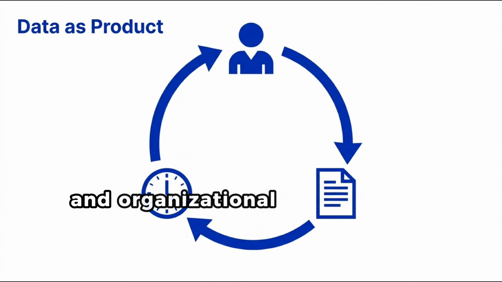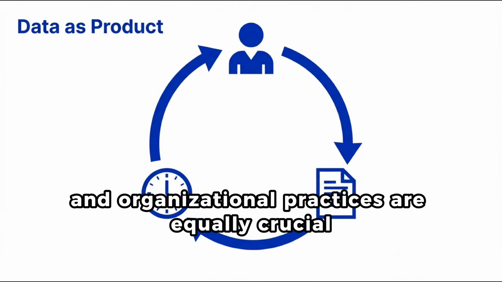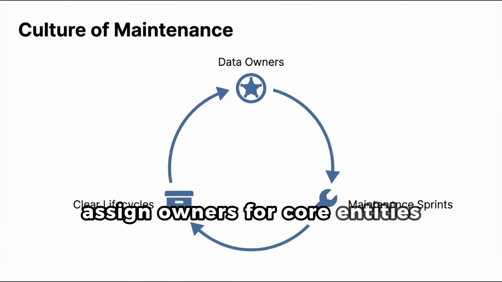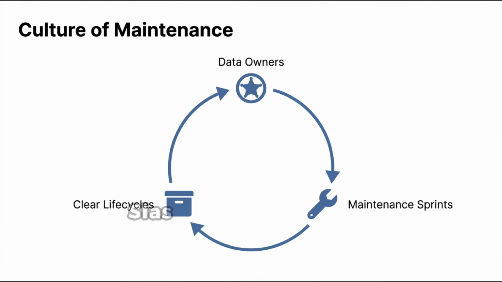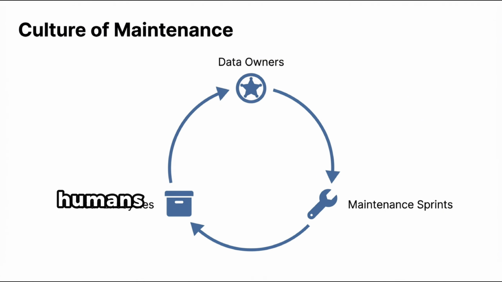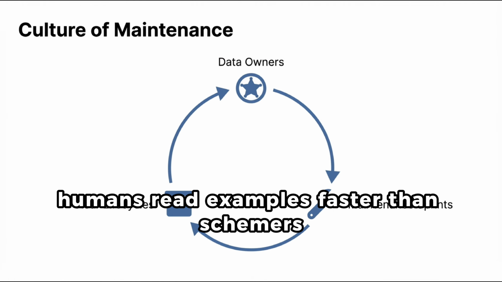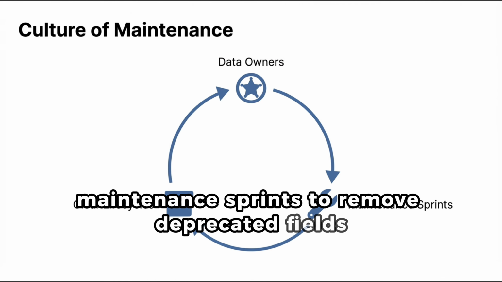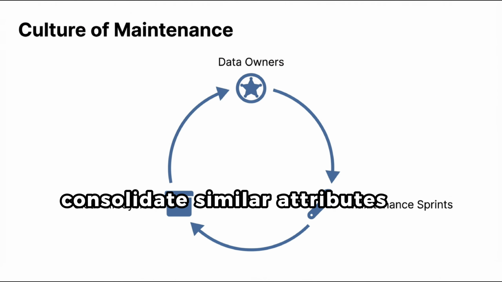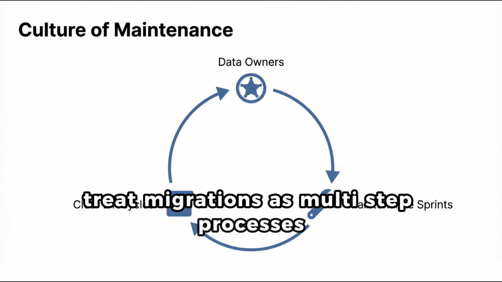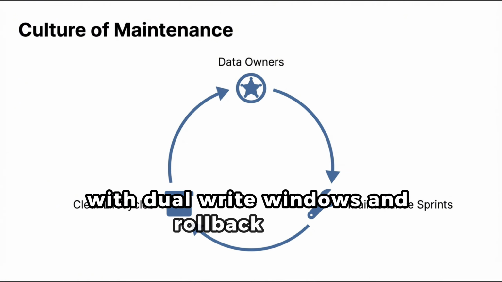Operational and organizational practices are equally crucial. Adopt a data-as-product mindset. Assign owners for core entities who are accountable for structure, SLAs, and compatibility. Document minimal examples in a lightweight catalog with sample rows. Humans read examples faster than schemas. Schedule periodic data maintenance sprints to remove deprecated fields, consolidate similar attributes, and eliminate hacks. Treat migrations as multi-step processes with dual write windows and rollback plans.